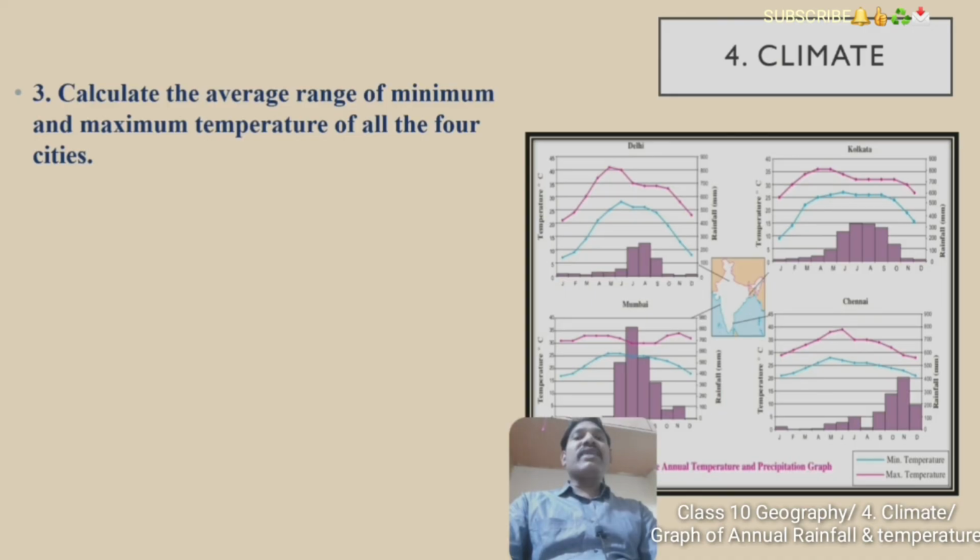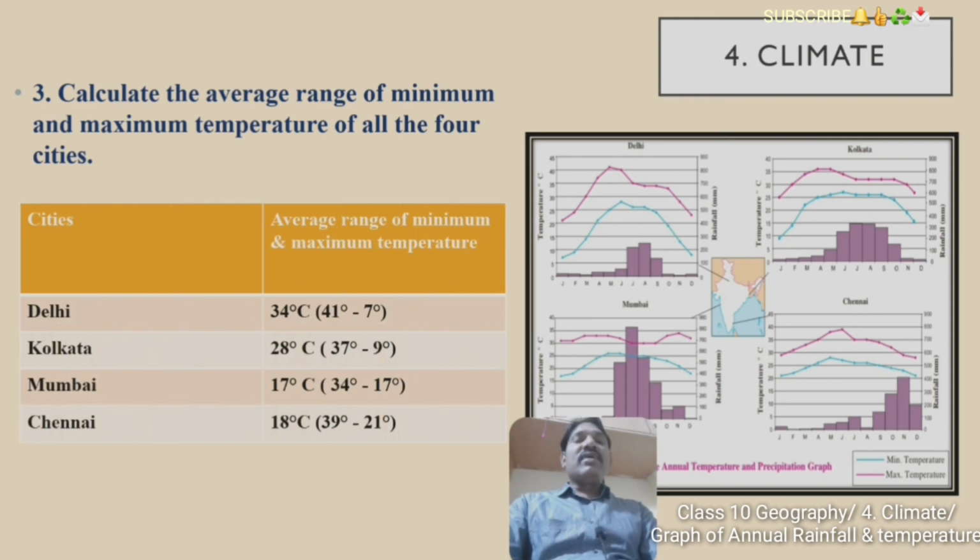Now the next question, calculate the average range of minimum and maximum temperature of all the 4 cities. Students, here you can understand the table and you can know the answer. Okay. Yes, Delhi 30 degrees centigrade, Kolkata 28 degrees centigrade, Mumbai 17 degrees centigrade, and Chennai 18 degrees centigrade.